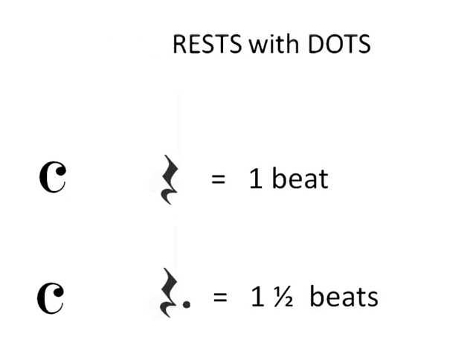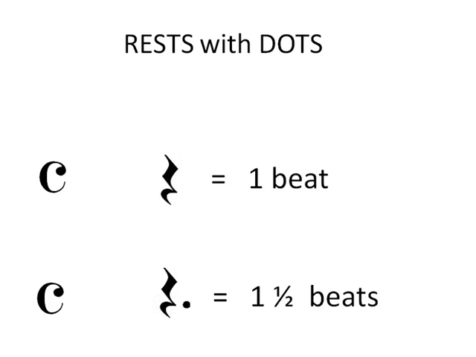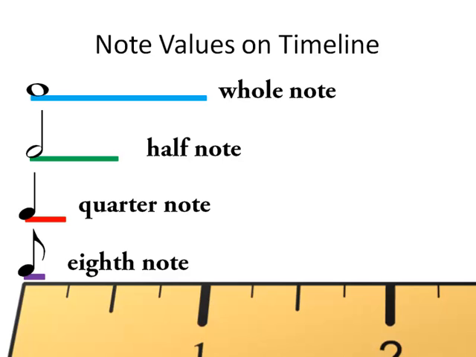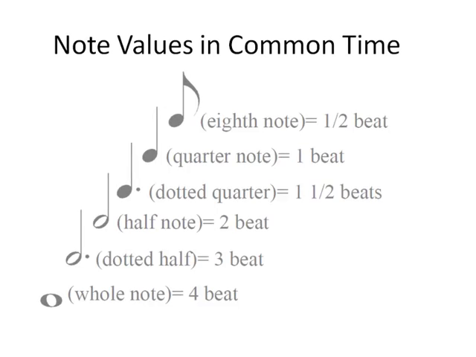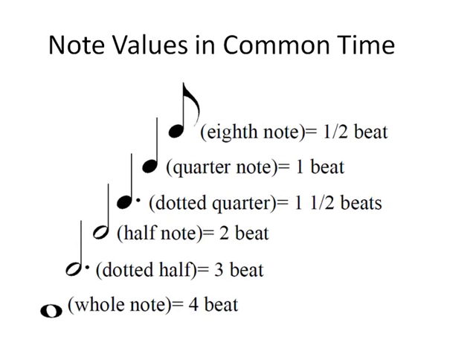Dots also occur on rests. Here is a dotted quarter rest. The timeline of note values is a helpful reference to understand dotted note durations. Here are beat durations of all of our notes in common time. Note that the dotted half note is 3 beats, right between a half note and a whole note, and that the dotted quarter note at 1 1/2 beats is right between a quarter note and a half note.